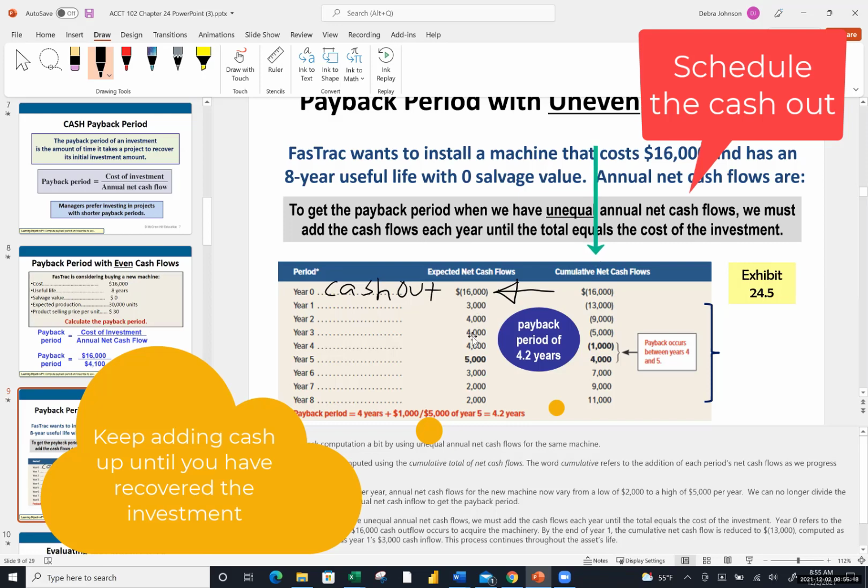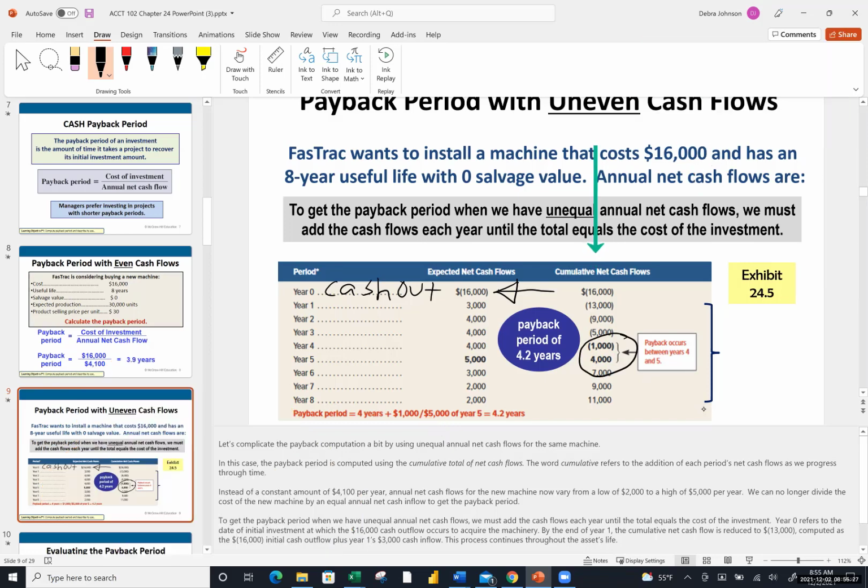They just keep adding until they hit 0. So in this slide, you'll see that someplace between year 4 and 5, they hit the break-even point. They get back to 0. That would be the cash payback.